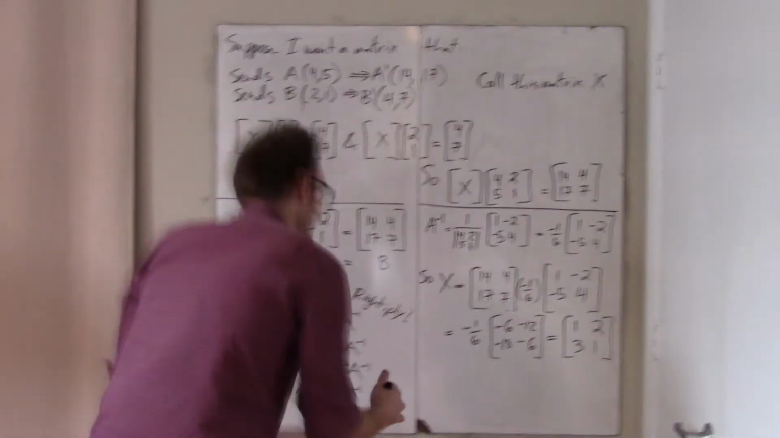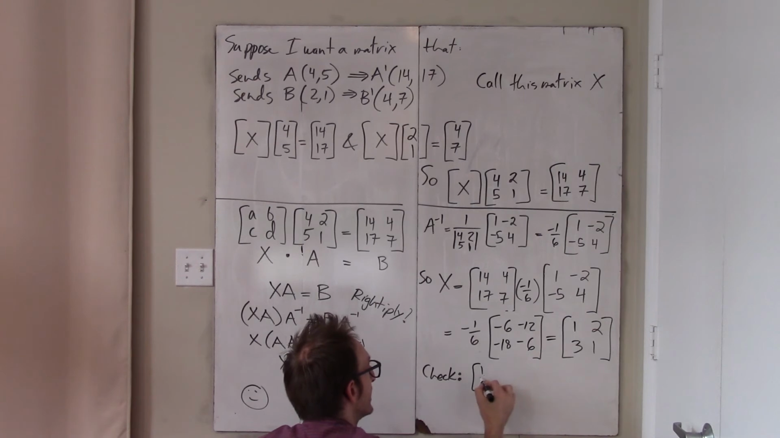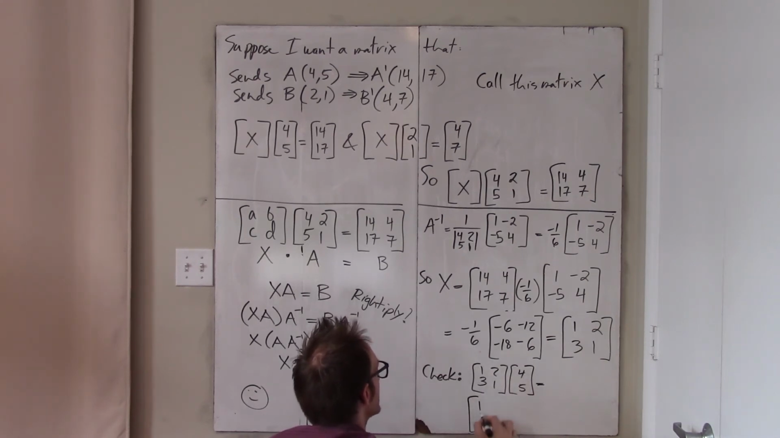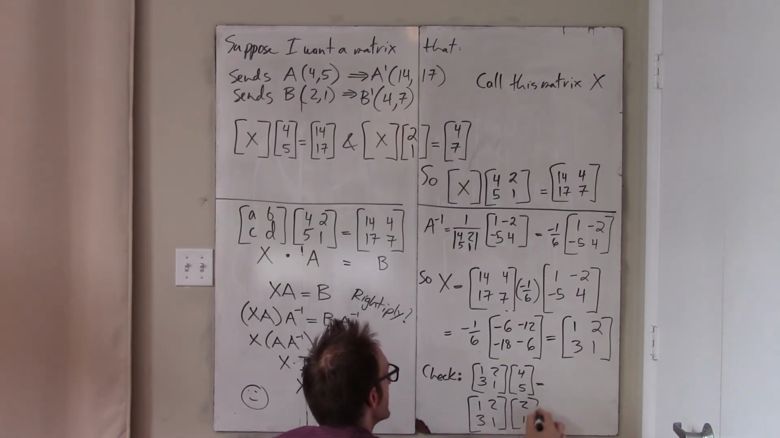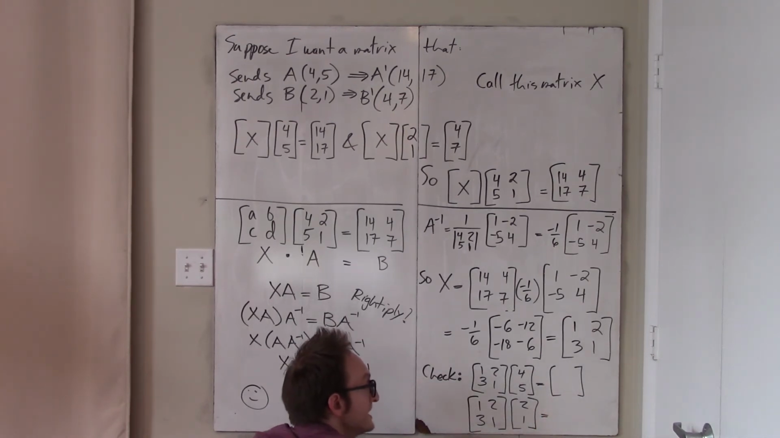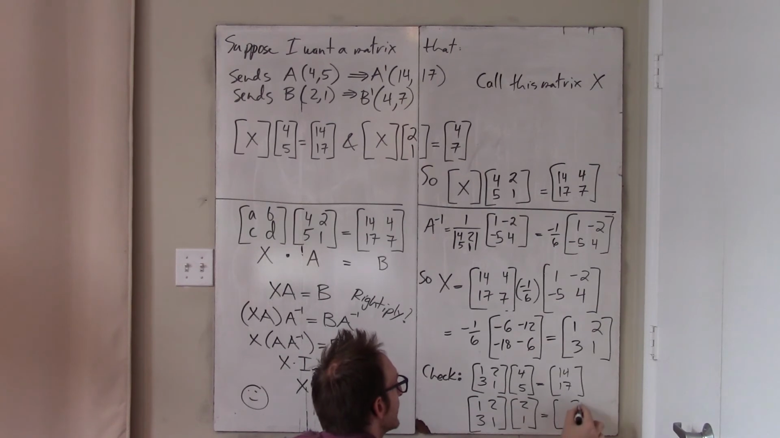And well, if you wanted to check this, you could just take this matrix, 1, 3, 2, 1, plug in the vector 4, 5, and see what you get. Take the matrix 1, 3, 2, 1, plug in the vector 2, 1, and see what you get. Let's see if this is the matrix that does what it's supposed to do. Well, indeed, we get 14, 17, and here we get 4, I think, and 7. Is that what's supposed to happen? Yep. So there you go.